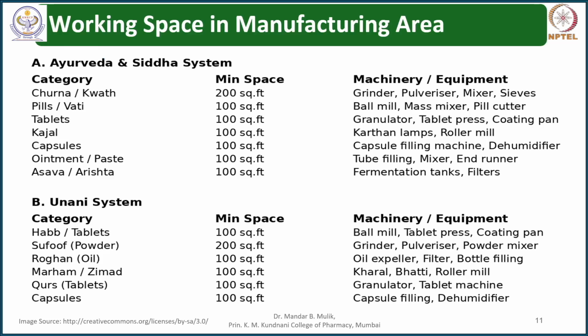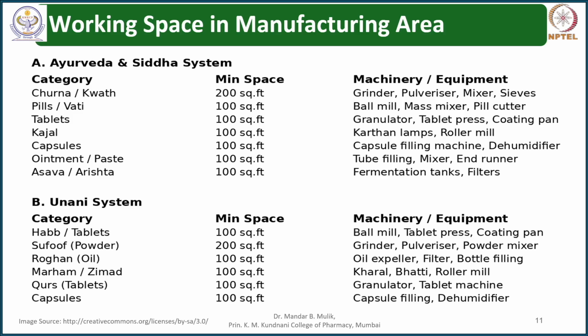Now, this slide will give you an idea of the minimum area requirement for particular operations. Here we can see that Ayurveda and Siddha have a common area requirement and Unani has a separate requirement as per Schedule T. Because Ayurveda and Siddha have similar manufacturing procedures, their area requirements are also the same. A minimum of 1200 square feet is required for an Ayurvedic or Siddha facility. In that 1200 square feet, the area needs to be marked as follows.